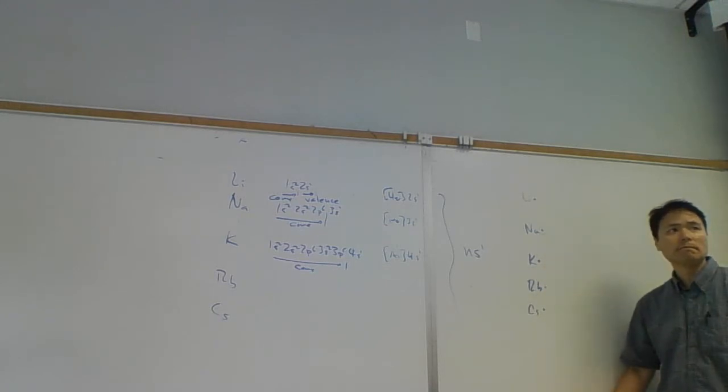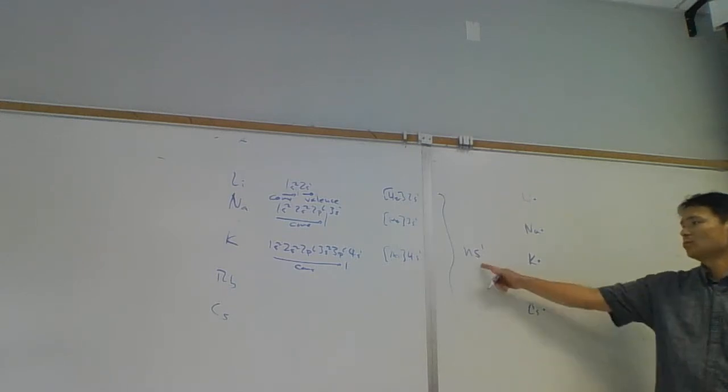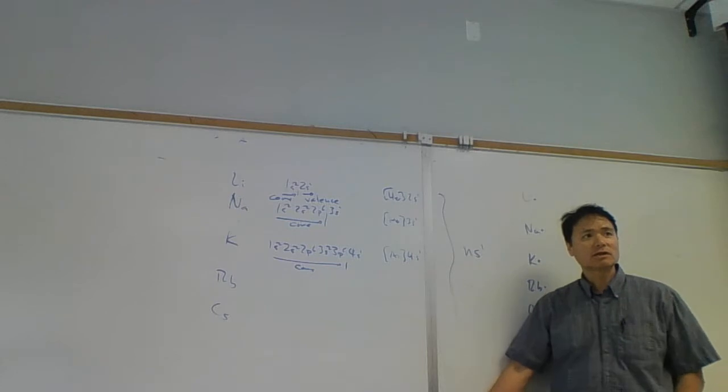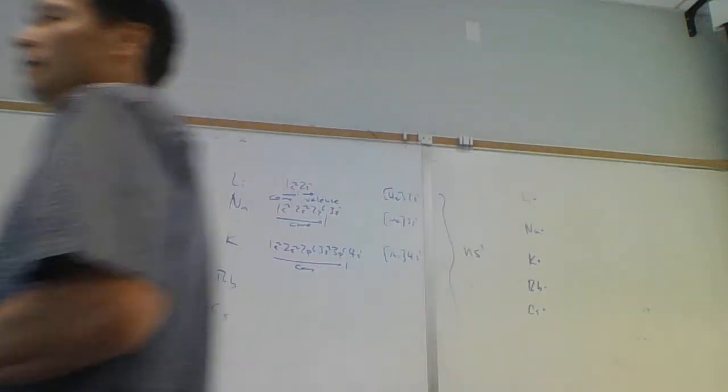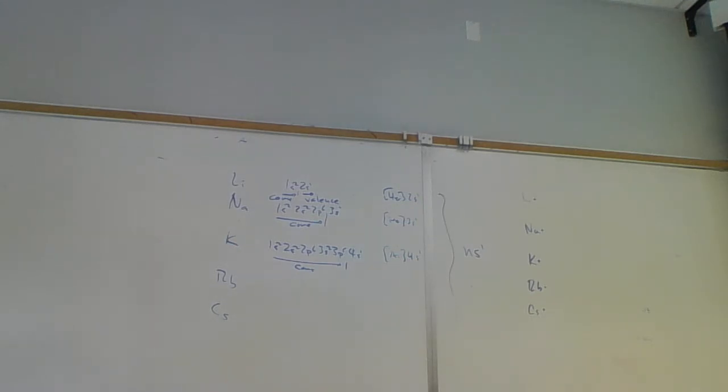So why is it ns1 if they each have two valence electrons? That's because I'm on a different slide. This is the alkaline earth. This is the alkali metals. I skipped it, sorry. This would have one valence electron.